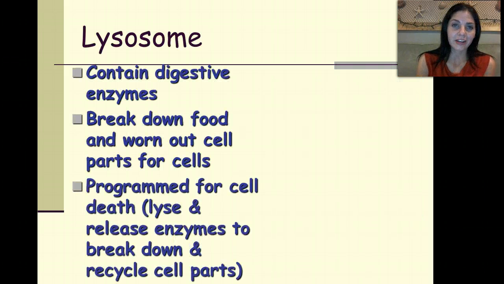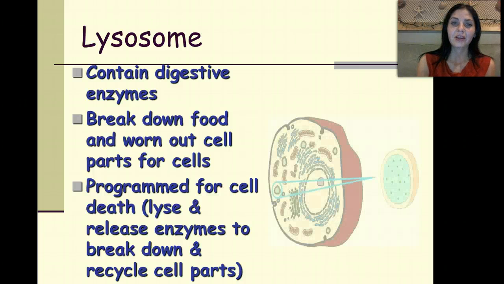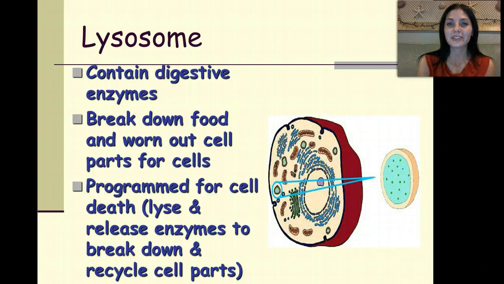Lysosomes. Lys, again, meaning to split. Lysosomes contain digestive enzymes. These break down food and worn out cell parts for cells. They're also programmed for cell death, so they lyse and release enzymes to break down and recycle cell parts. Programmed cell death is called apoptosis. So apoptosis is programmed cell death, and lysosomes are what is responsible for this.